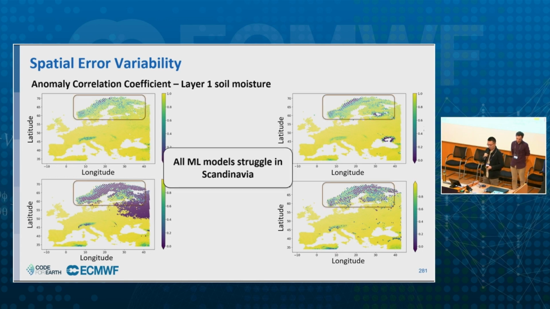However, there's also one interesting pattern: all the machine learning emulators somehow struggle in the Scandinavian regions. Especially for the MLP model, this low performance somehow extends to the east part of Russia. This is likely attributed to 2 reasons. First, the difficulties for the machine learning models in emulating the snow melting processes in these cold regions. And the second reason could be related to the difficulties of the machine learning emulators in dealing with some special land cover types, for example, lakes or glaciers.